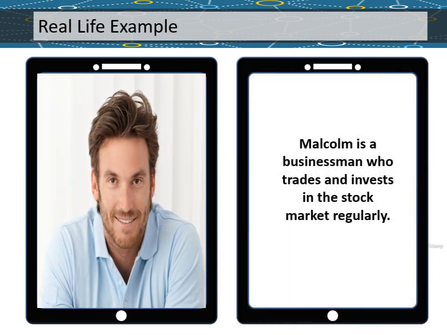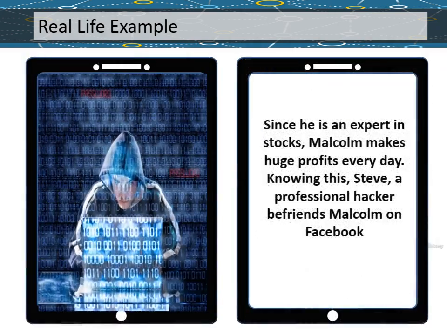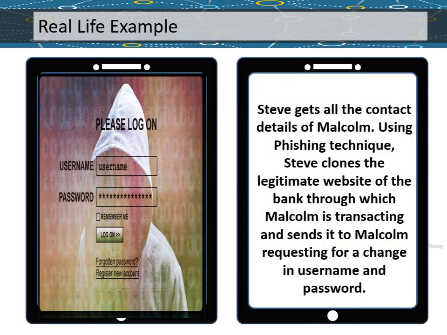Malcolm is a businessman who trades and invests in the stock market regularly. Every day after market hours, he posts whatever profits he has made in social media platforms. Since he is an expert in stocks, Malcolm makes huge profits every day. Knowing this, Steve, a professional hacker, befriends Malcolm on Facebook. Steve gets all the contact details of Malcolm.